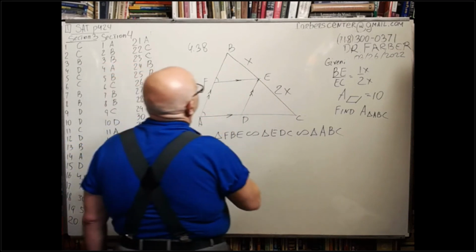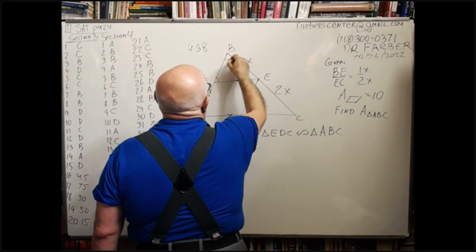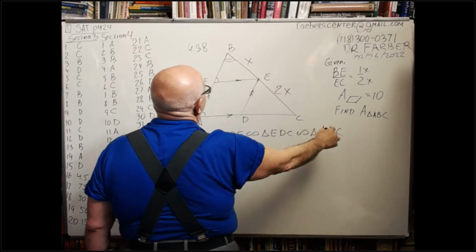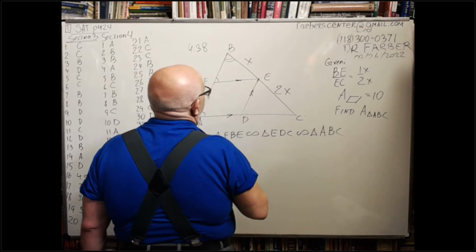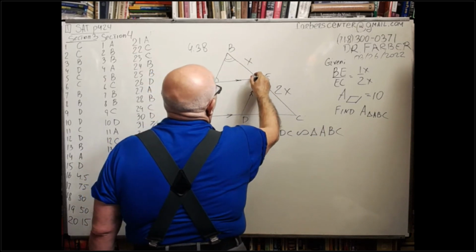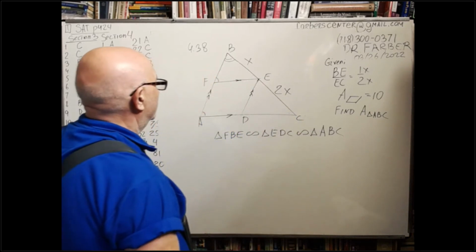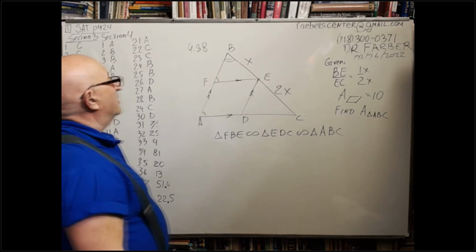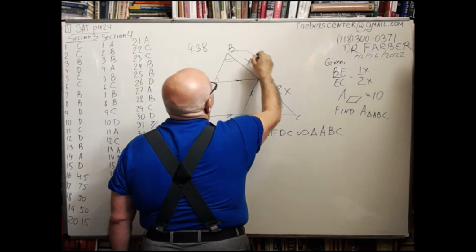One angle is in common to this triangle and to this triangle. This angle is equal to this one, and the third angle is equal to this one. The same way you can prove any of these. Now you have a property. If this is x to x, this is 3x.